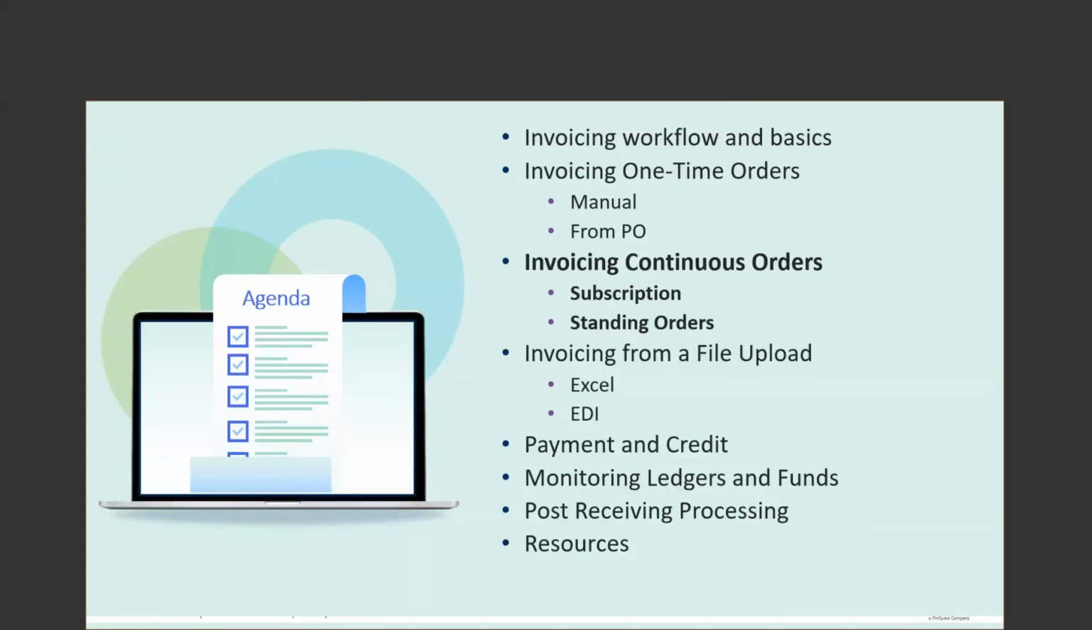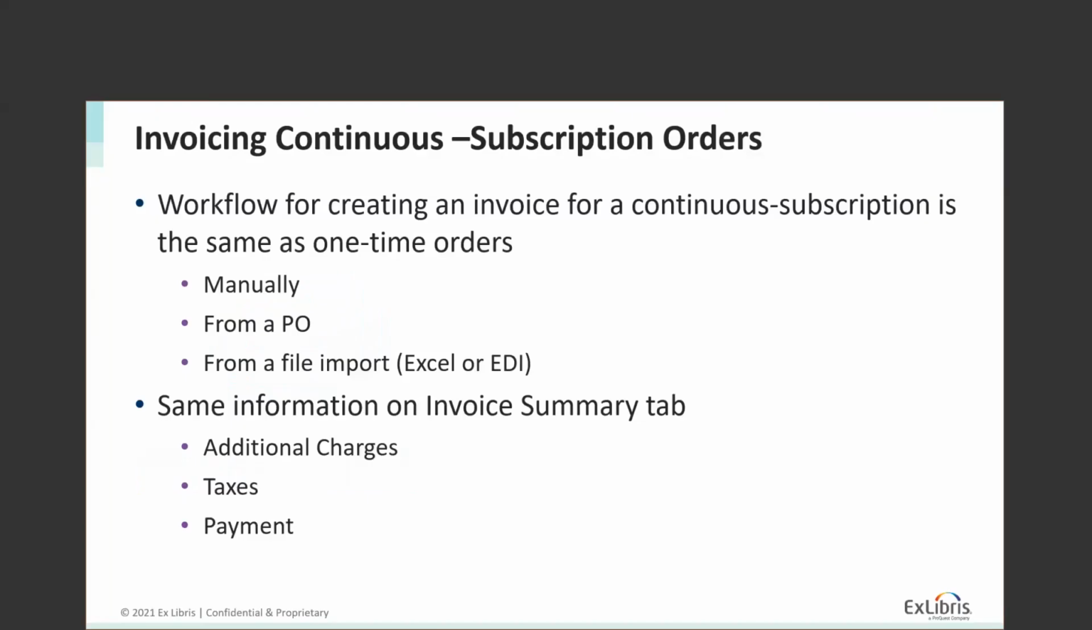So now let's look at invoicing continuous orders. Again, print or electronic doesn't matter. It's about continuous orders. Subscriptions. Let's first talk about subscriptions versus standing. They're both considered continuous orders. So the workflow for creating an invoice for a continuous subscription is the same. We still have those three options. Same information on the summary tab about additional charges, about taxes, about prepayment. All that is the same.